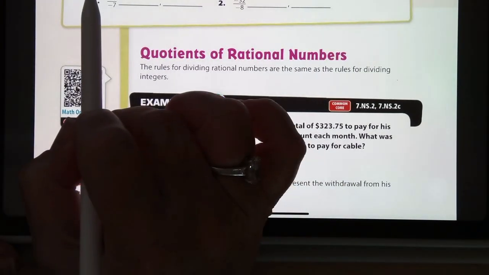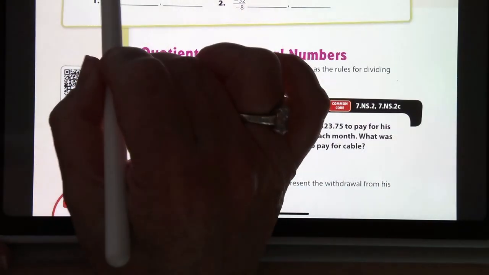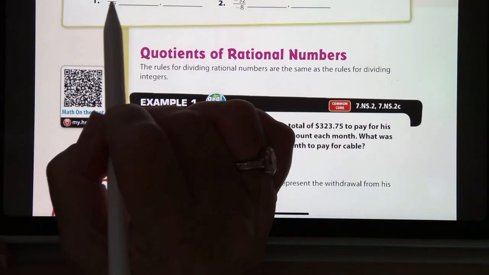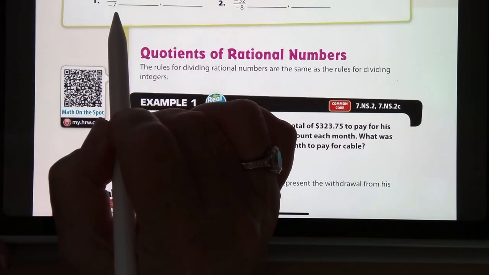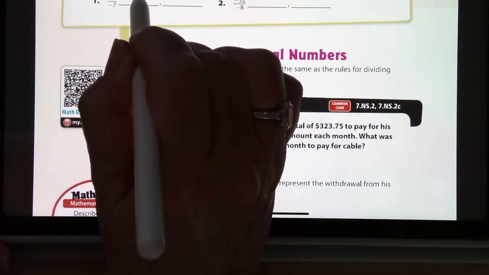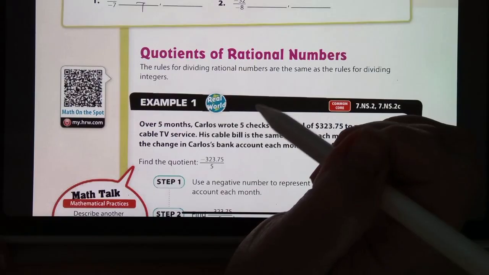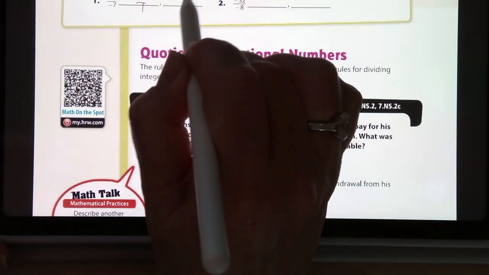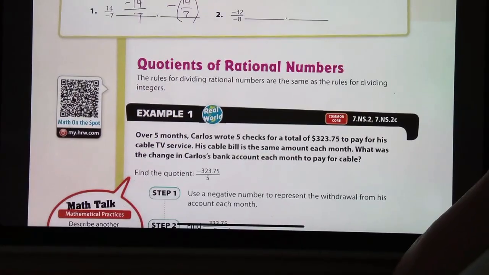So this asks me to write two equivalent expressions for each quotient. So I have 14 over negative 7, which is 14 divided by negative 7. I could have negative 14 over 7 as equivalent, and negative 14 over 7 with parentheses. Okay?